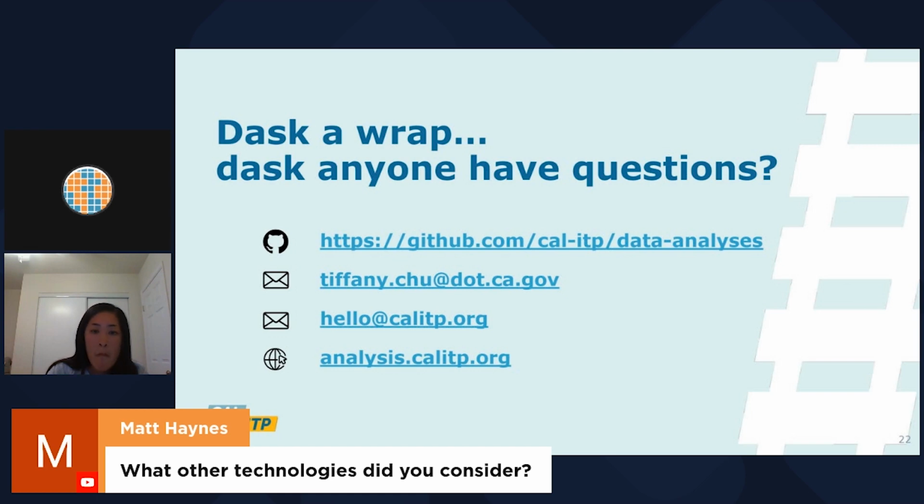What other technologies did you consider? So for us, we just considered Dask, and it played well with our data warehouse and our hub. Our Jupyter Notebook environment is in a hub in the cloud, and we're connected with our warehouse, which is BigQuery. Dask had all the ways that we could connect from where our data was, so we could work on it easily. And so we just started with Dask.